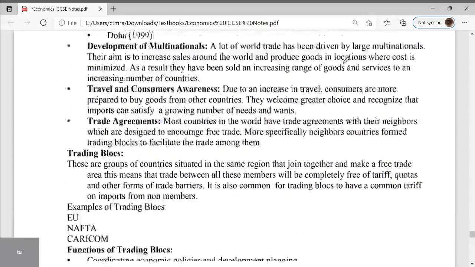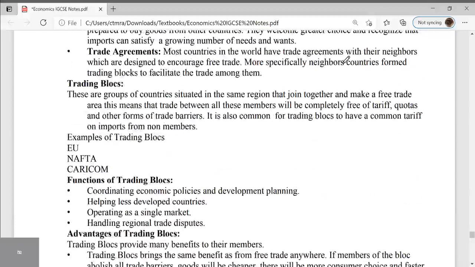So what is this trading bloc? A trading bloc is a group of countries joining together to enjoy free trade. Okay, so they're joining together, and it's benefiting everyone, right?